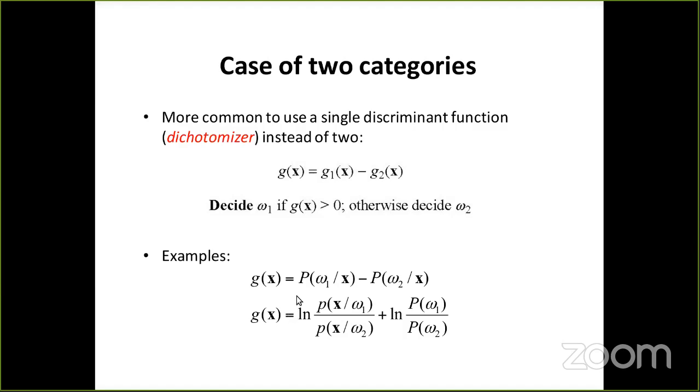And one example could be, if p of omega 1 given x and p of omega 2 given x were our discriminant functions, we can consider a single discriminant function which is a subtraction of the two. And then, instead of using them directly, we can pass them through ln. So ln is log base e. We pass them through the log function and then consider the discriminant function. So you put in log over here and log over here, and then you simplify it and get this expression.